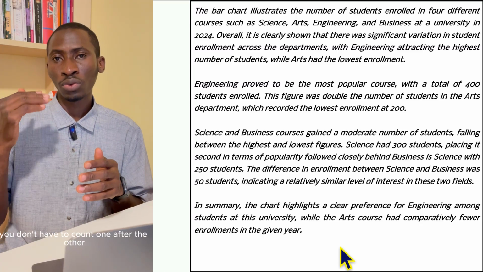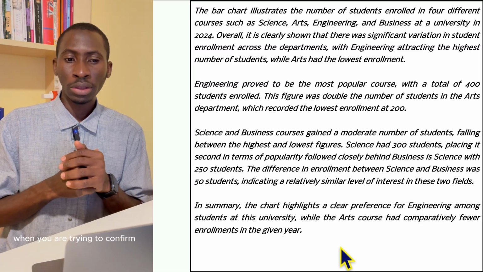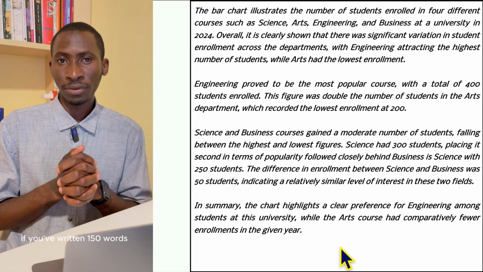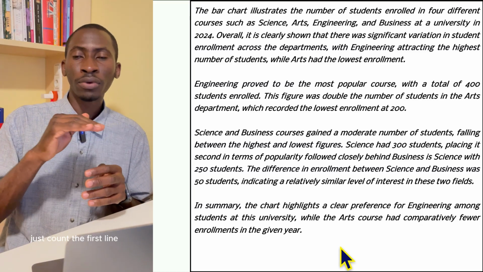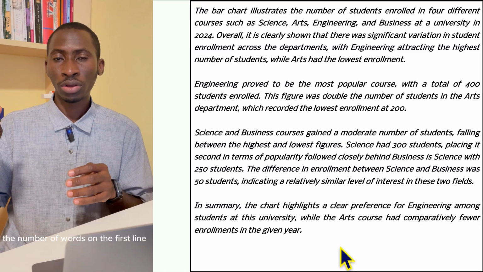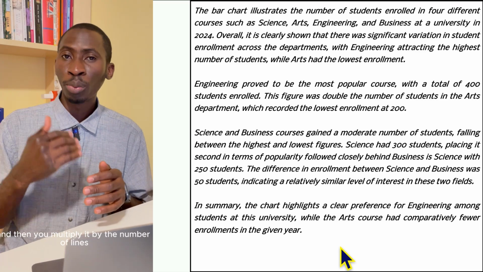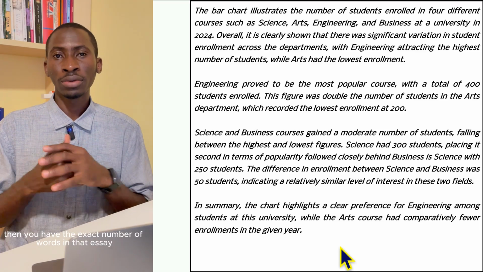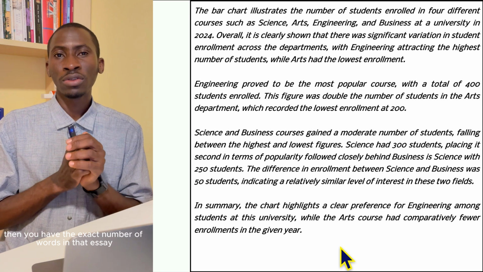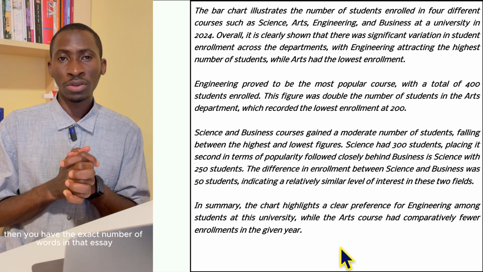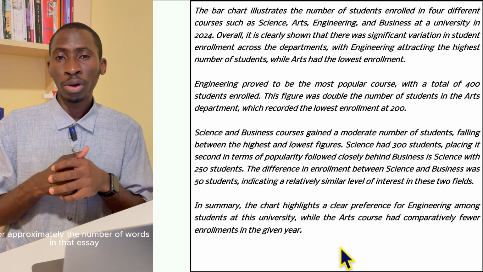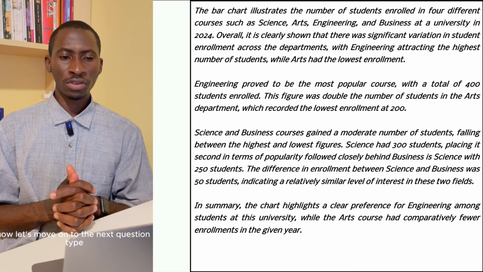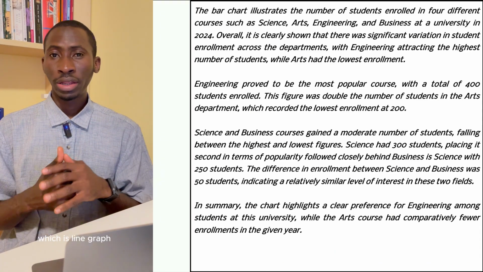You don't have to count one after the other when you are trying to confirm if you've written 150 words. Just count the number of words on the first line, and then multiply it by the number of lines you've written. Then you have the exact number of words in that essay, or approximately the number of words in that essay. Now let's move on to the next question type, which is the line graph.